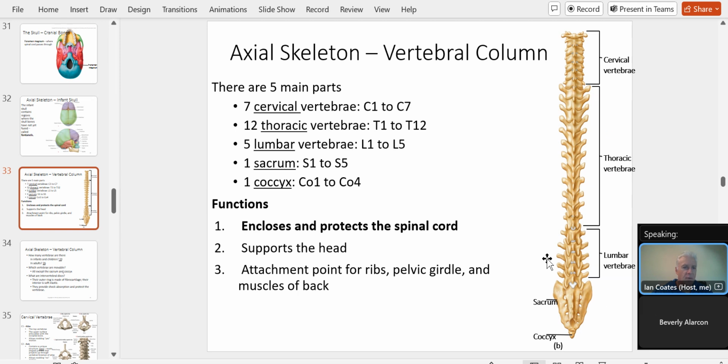Okay, so that's what we've got going on as far as protection. Bones for the spinal column. Functions: encloses and protects the spinal cord, supports the head, and it's also an attachment point for ribs, the pelvic girdle, and muscles of the back. Perfect.